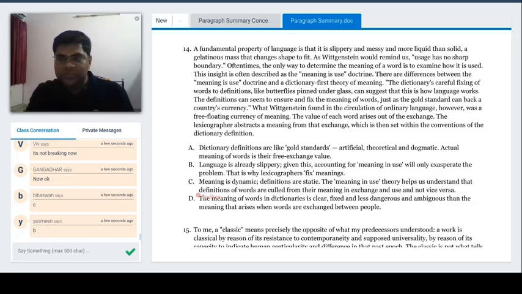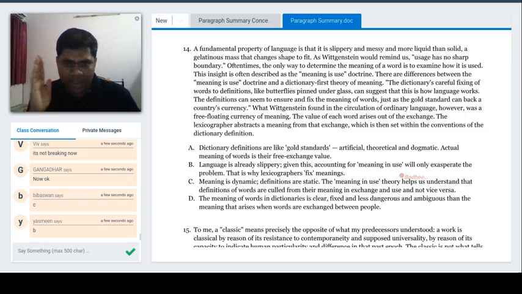Now let's try to find flaws in A, B, and C. Yasmin has given B as the answer. B says language is already slippery, no problem with that. Given this, accounting for meaning in use will only exasperate the problem. Now the issue is exasperating the problem. What exactly is this exasperating?